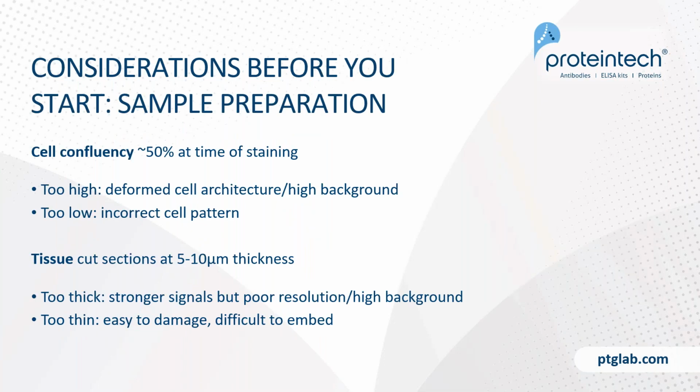Before we start an immunofluorescence experiment, we need to consider how we prepare our samples in order to gain optimal results. Cells are seeded onto glass cover slips before fixation, at which time they should have a confluence of around 50% in order to yield optimal staining. If this confluence is too high, then you might get deformed cell architecture or high background.